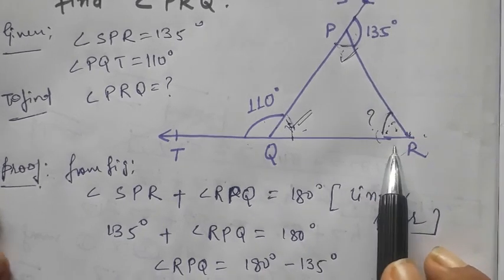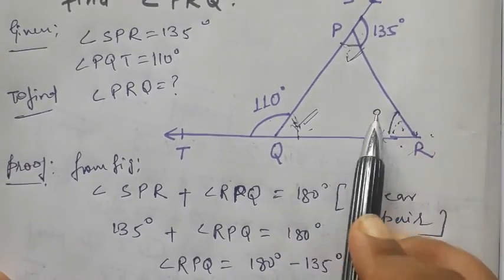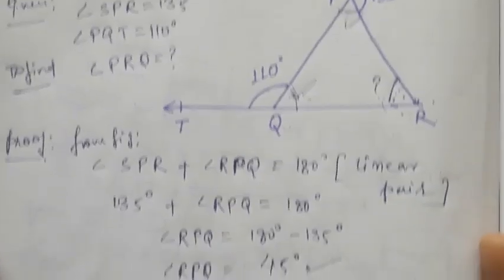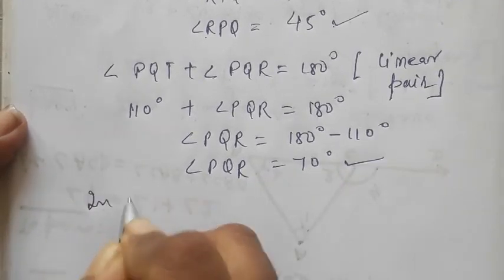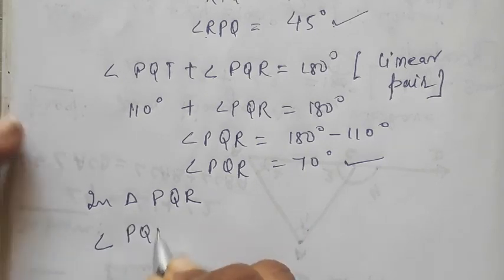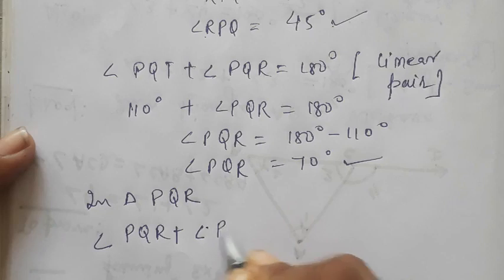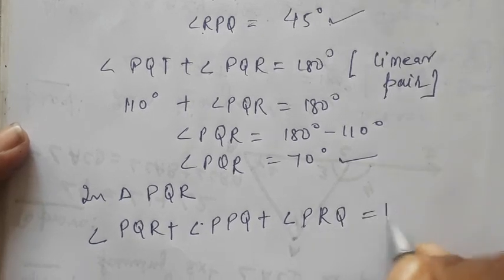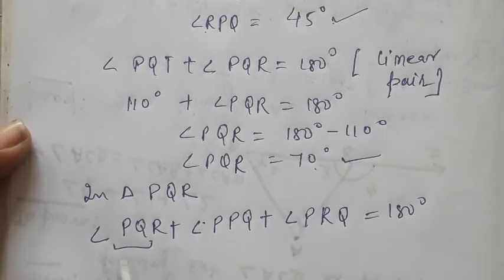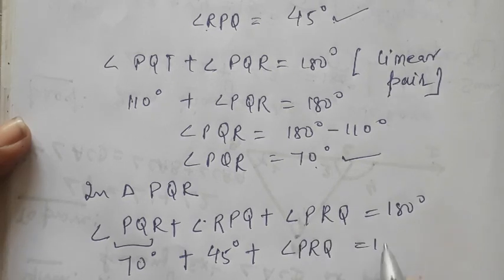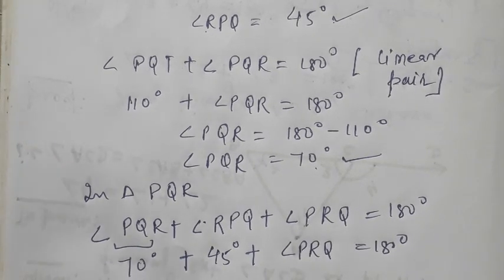Now in triangle PQR we can apply the angle sum property and find PRQ. So let's move. Right, in triangle PQR, angle PQR plus angle RPQ plus angle PRQ, which we need to find. This we have already found, that is 70. RPQ we have already found, that is 45. Angle PRQ I need to find. 70 plus 45 is 115.